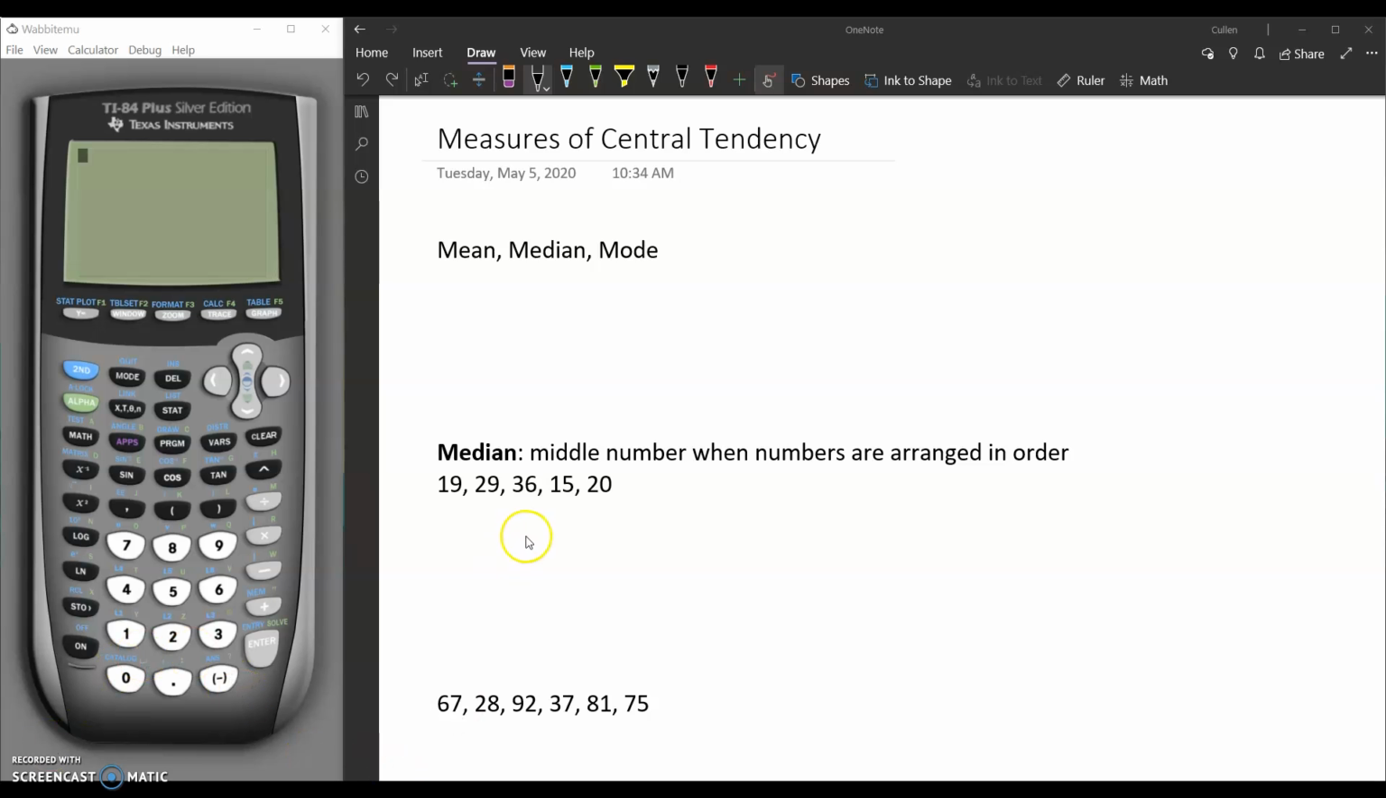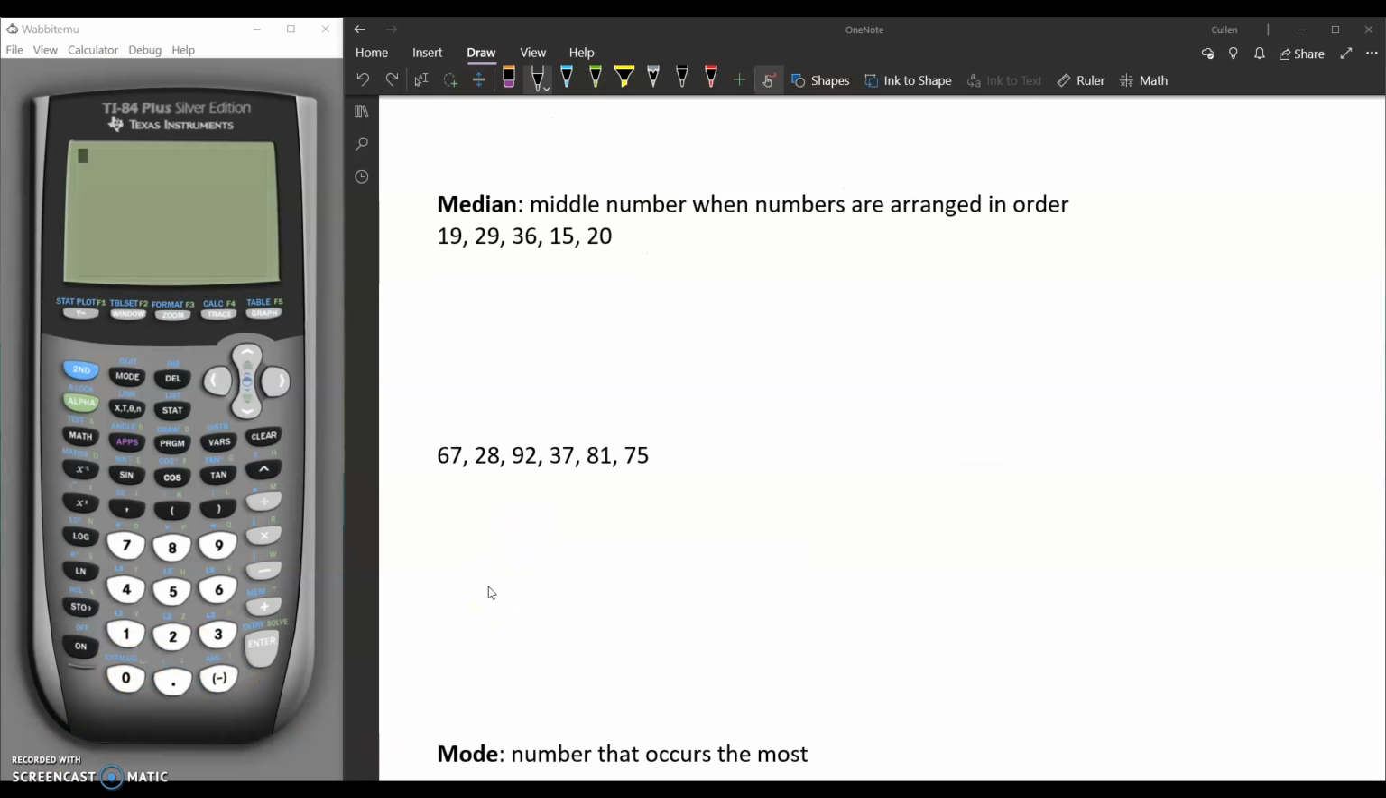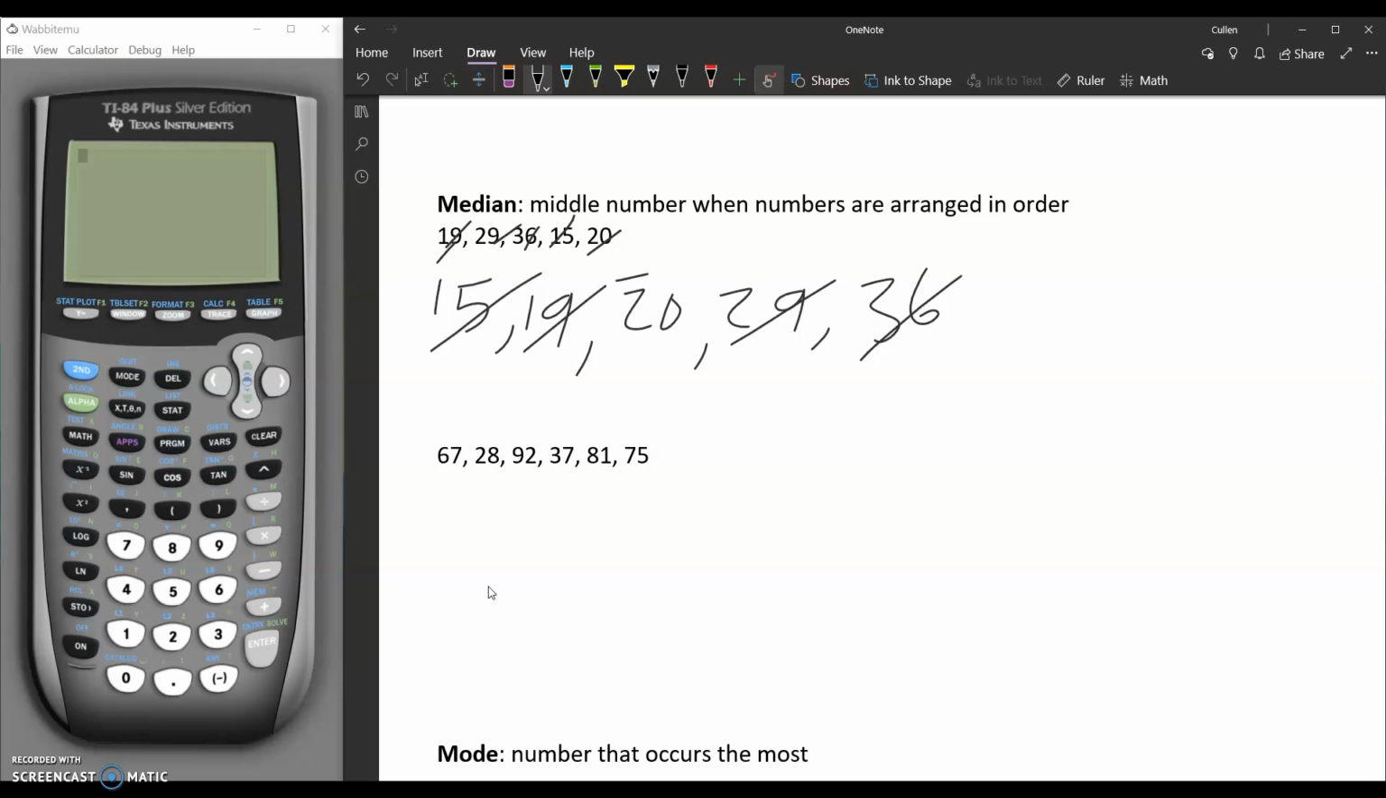So let's talk about the median real quick. The median is the middle number when the numbers are arranged in order. One thing you want to make sure you do is put the numbers into the right order. I usually put them from least to greatest. Technically, for the median it would work either way. So we've got 15, 19, and I like to cross them out, otherwise I'll probably get confused. 15, 19, 20, 29, and 36. Then you can cross them off on either side and see the middle number. We've crossed out 2 on each side, so this median would be 20.